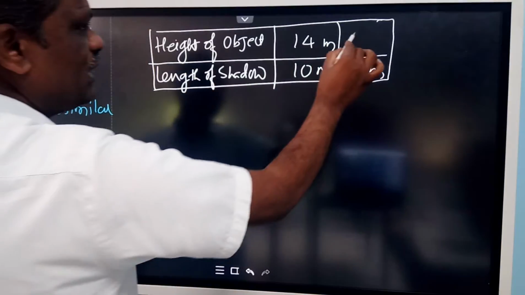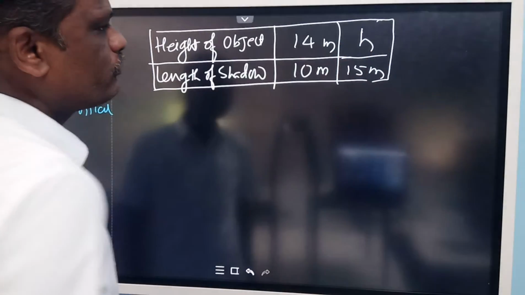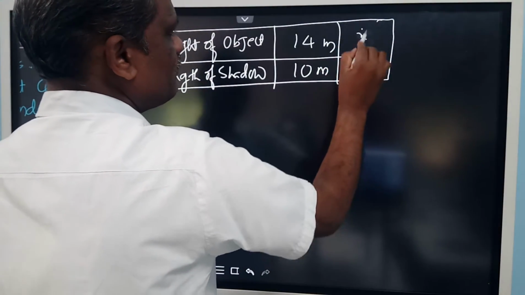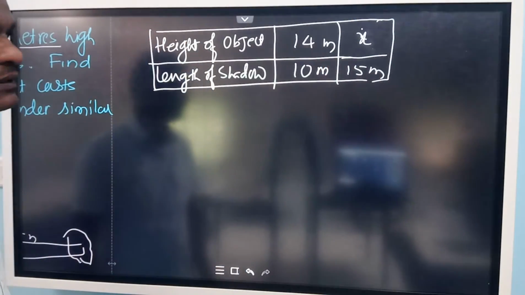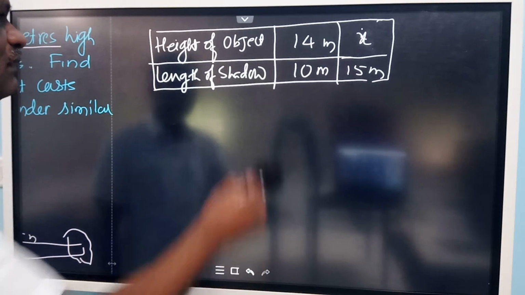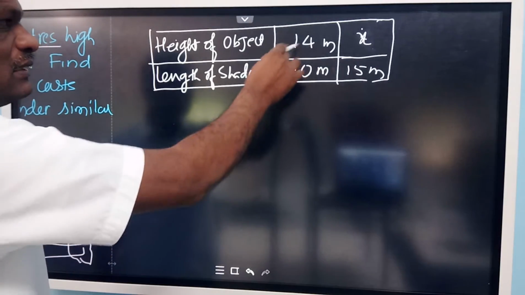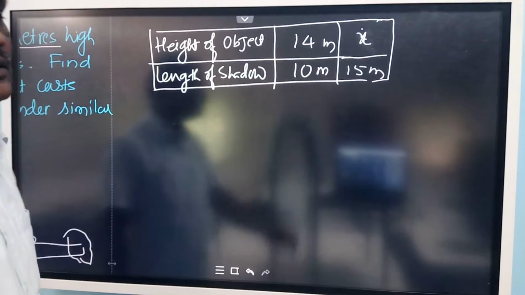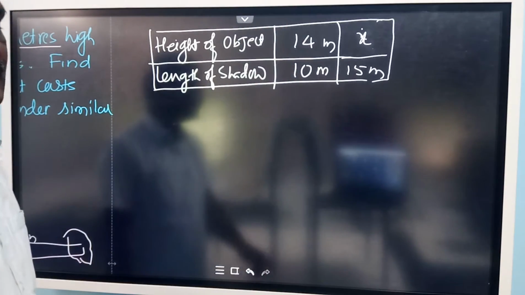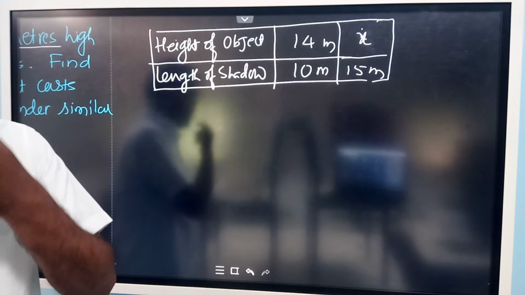Then we need to find out this height. You can call it H or X, some variable you have to use there. So this must be in direct proportion. If the height of the object increases, then the shadow length also should increase. If the height of the object decreases, then the shadow length must decrease. It is in direct proportion.